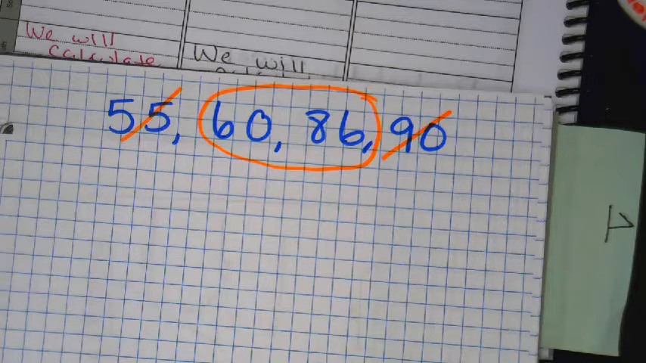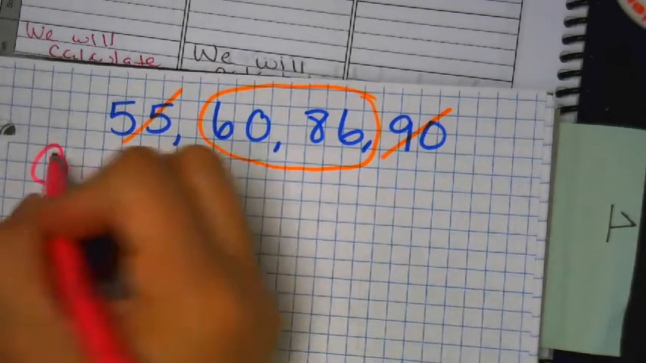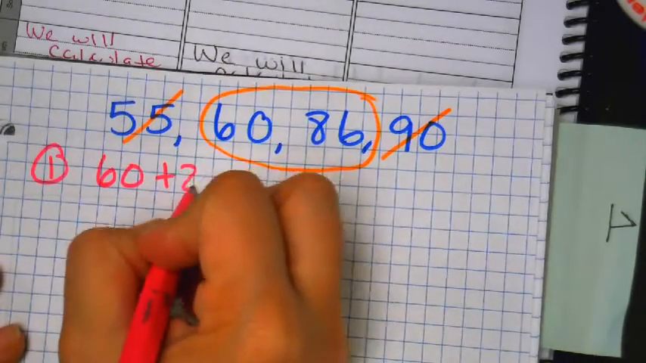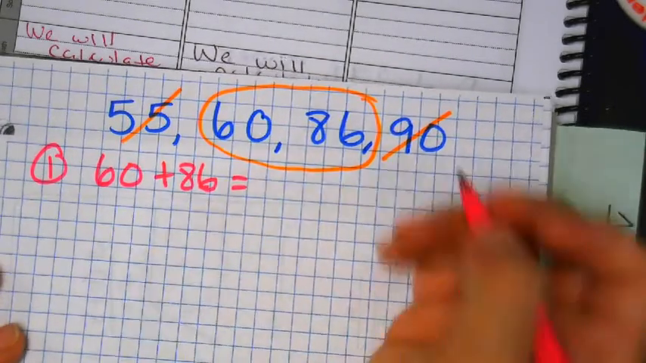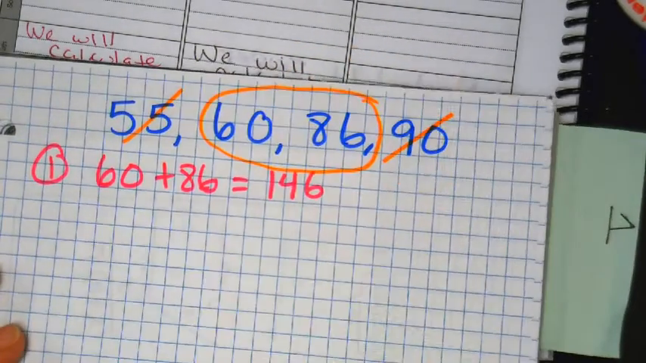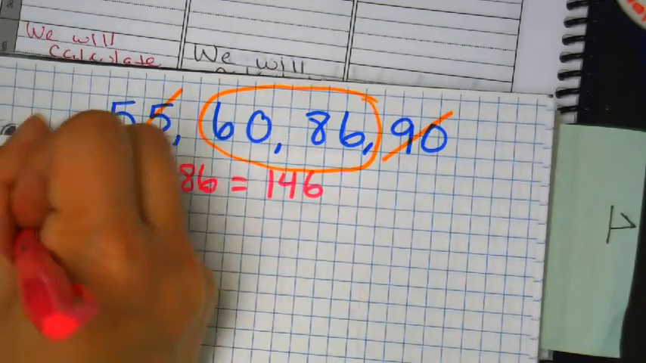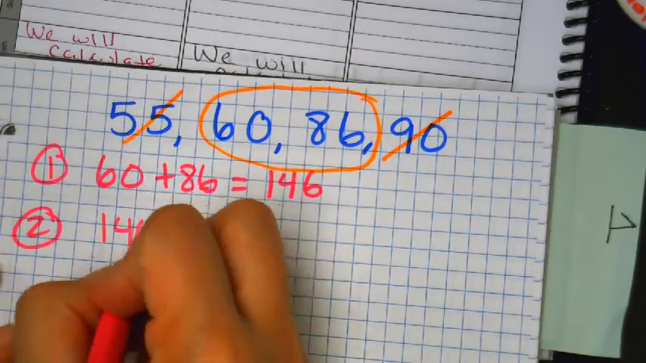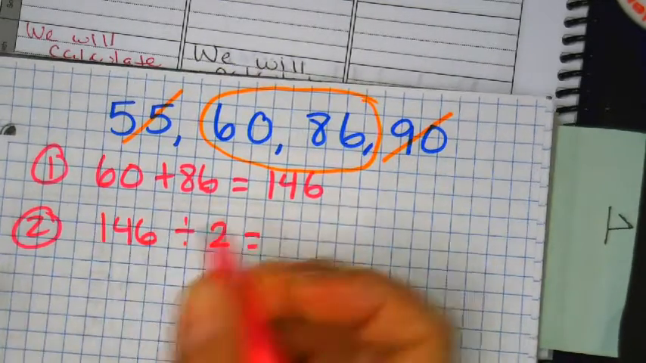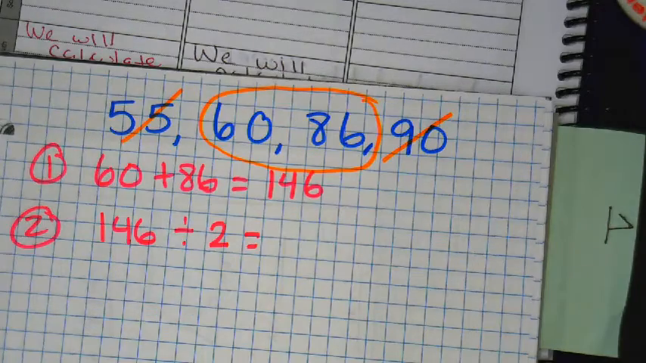So what's the first step you have to do? Add them both. So what is 60 plus 86? 146. Then step 2, I'm going to take 146 and divide it by 2. Easy.